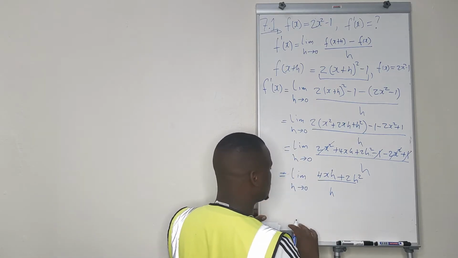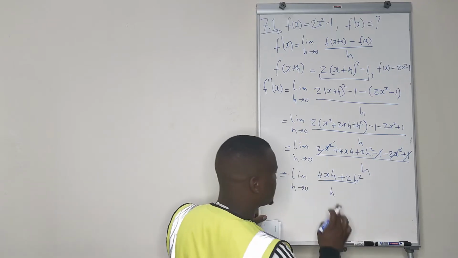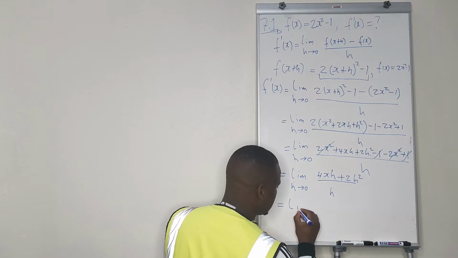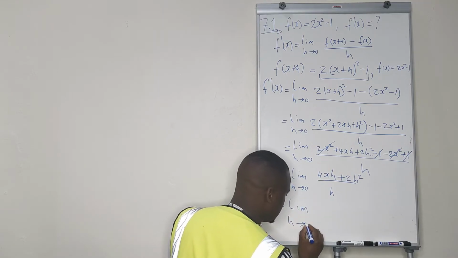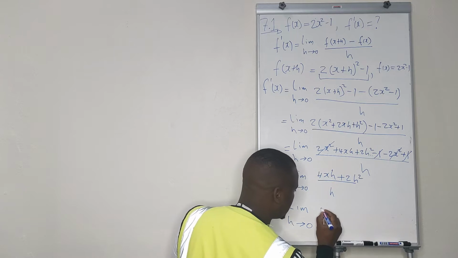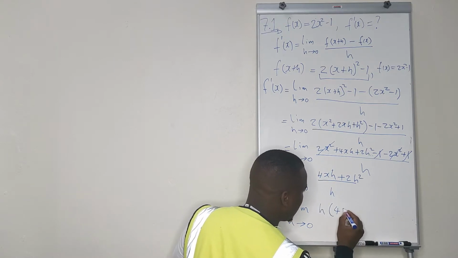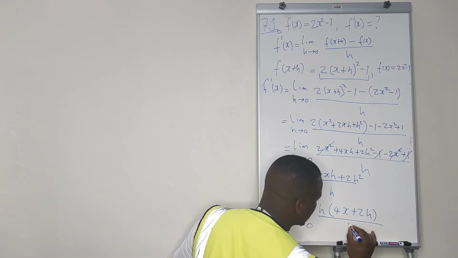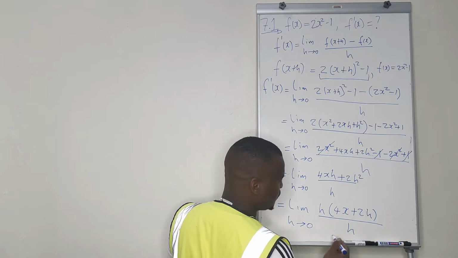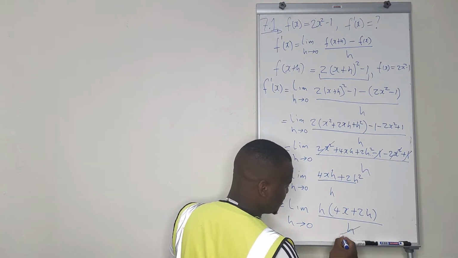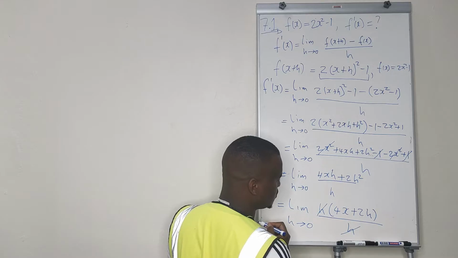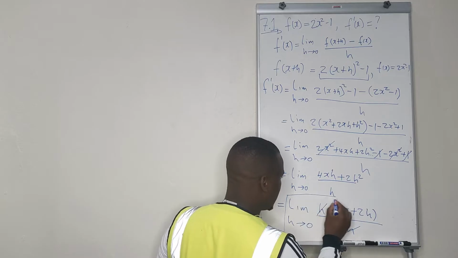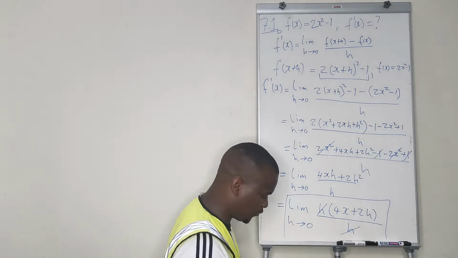Right? What do we do? At the top we take the common factor, which is h. So what do we have? We have the limit as h approaches 0 of h times (4x plus 2h), all divided by h. Right? So this h and this h cancel out. Right? So I'm going to stop here and go start from the top.